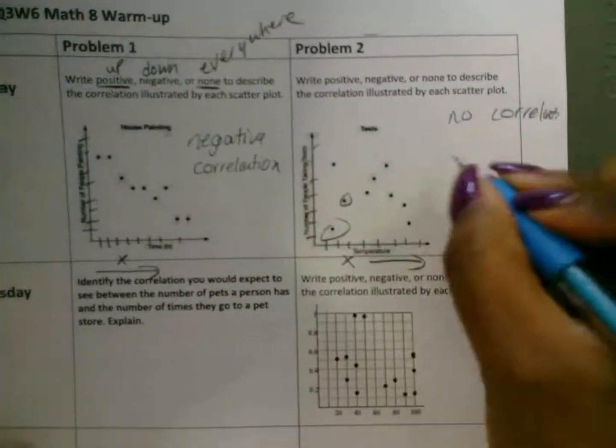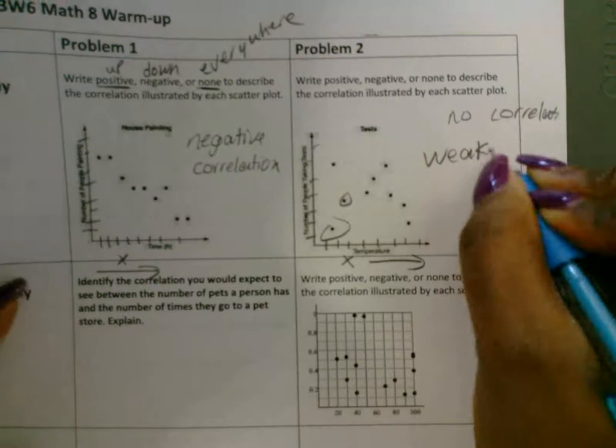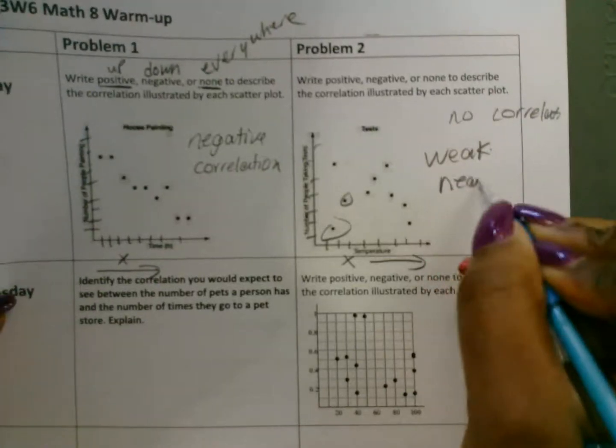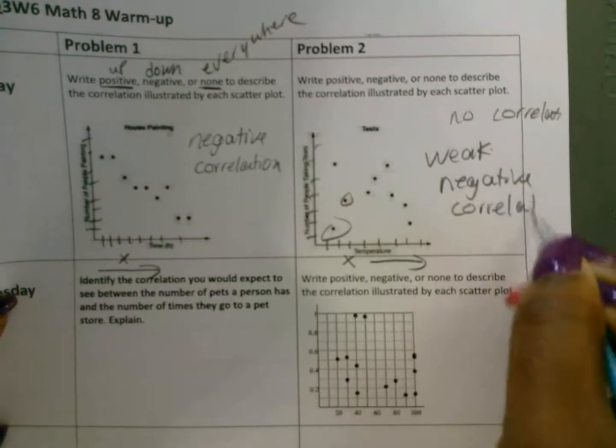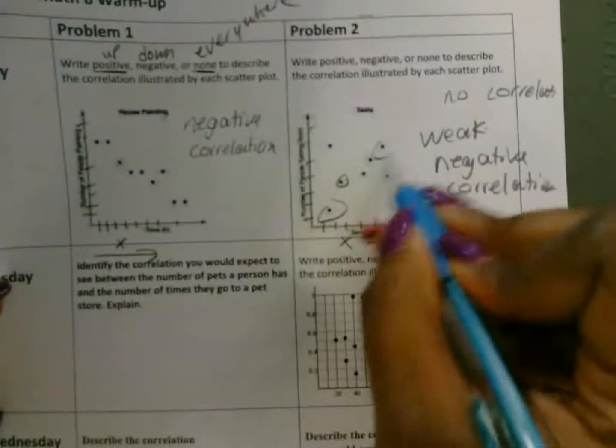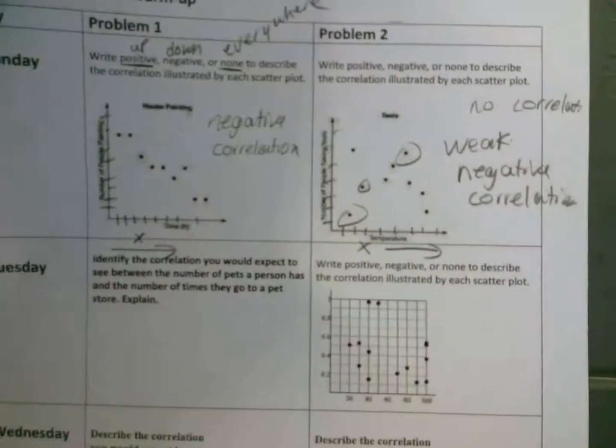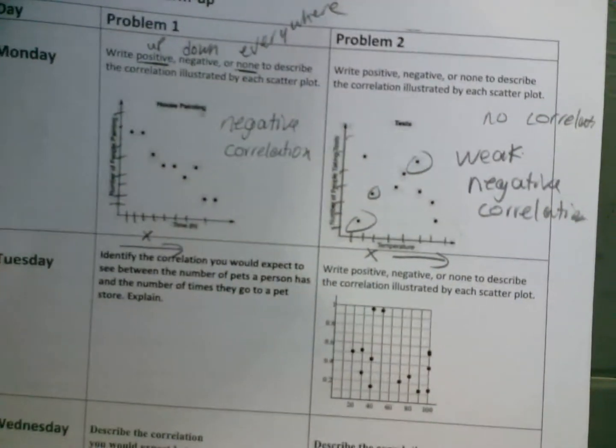Okay, this is actually a very weak negative correlation. And it's weak because you have a couple outliers. But for the most part, the points are going down. Okay, the points are going down. So it's very weak to no correlation.